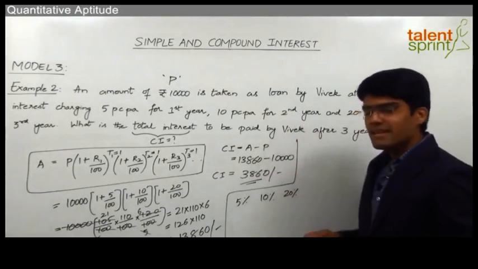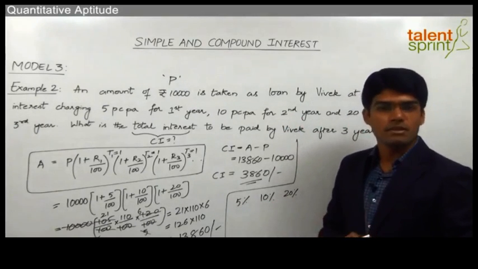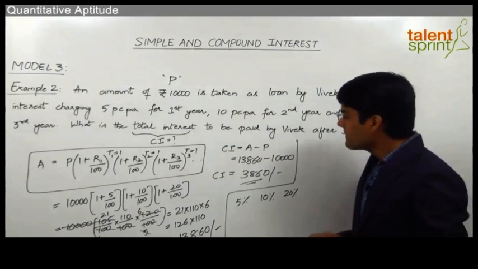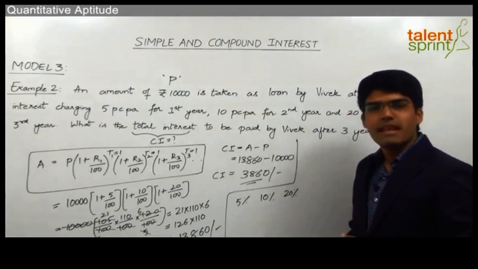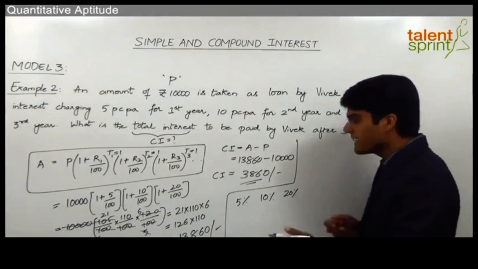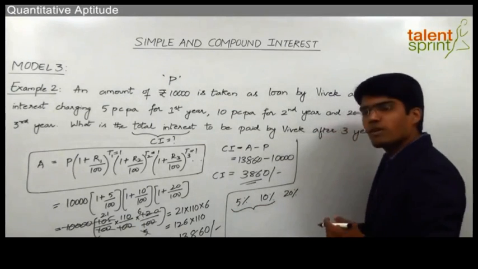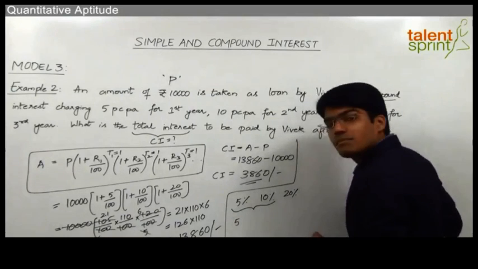But in model number 2, A and B were equal since the rate of interest was fixed. But as in this case, the rate of interest is varying from year to year, A and B will be different from each other. So what we need to do here is find out the net or effective percentage for these three percentages, and that will be equal to the compound interest in terms of percentage. So let us first calculate the net or effective percentage for 5 and 10%. As already discussed, the formula is A plus B plus AB by 100.